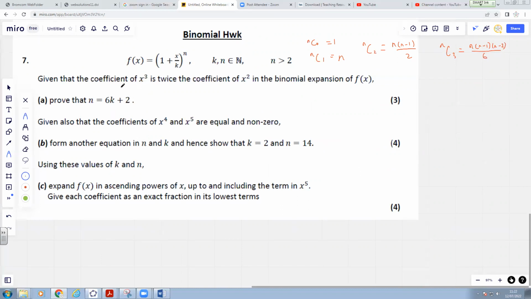Okay, right. We're told that the coefficient of x cubed is twice the coefficient of x squared. So I will need to go up to here actually first. And so let's do part A. If I was to do the first few terms up to x cubed, I would have f of x equals 1 to the power of n. Well, if you like, n choose 0. Let me write it all down so you see the pattern.